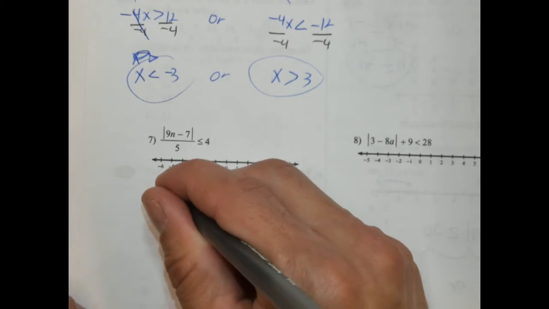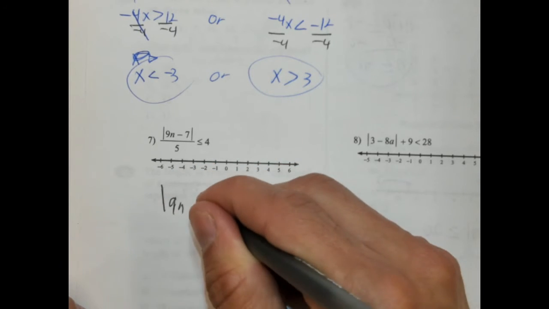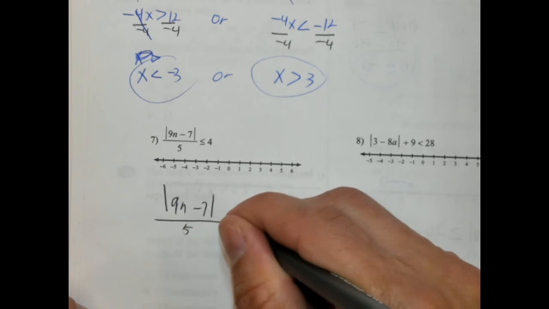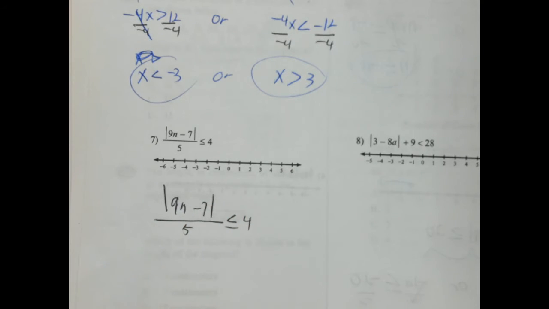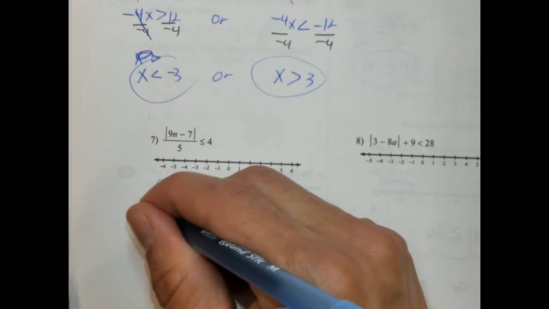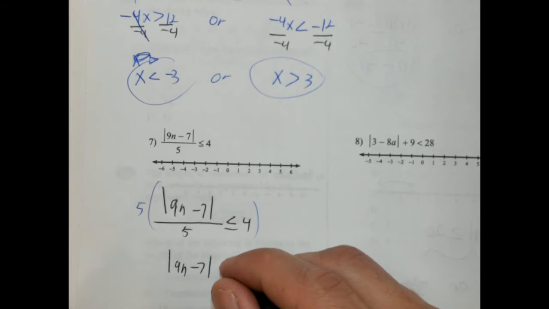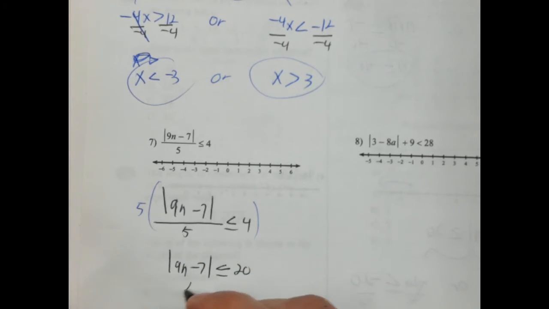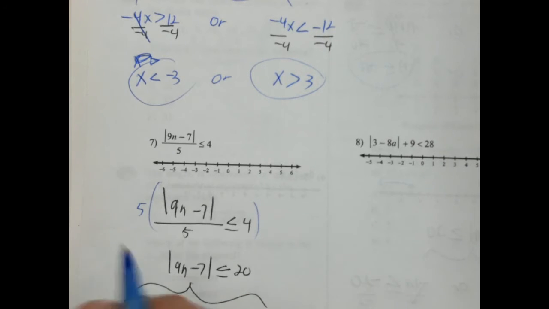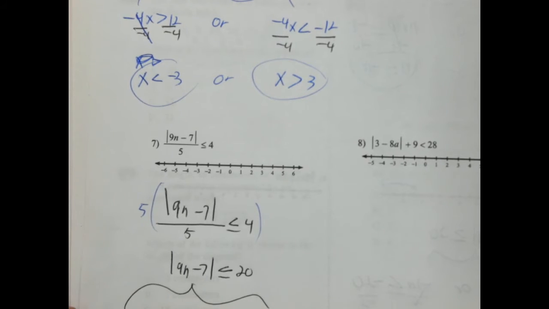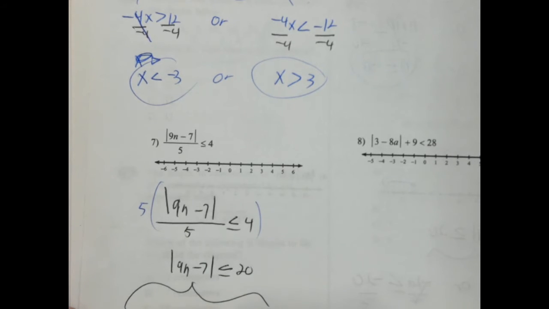Last one. Absolute value of 9n minus 7 over 5 is less than or equal to 4. So we have to get the absolute value by itself, so we're going to multiply both sides by the denominator, which is 5. So the absolute value of 9n minus 7 is less than or equal to 20. So now we split this and rewrite this. So 9n minus 7 is less than or equal to 20. Or, no, this is going to be an AND statement actually, because the absolute value is less than. And 9n minus 7 is greater than or equal to negative 20.